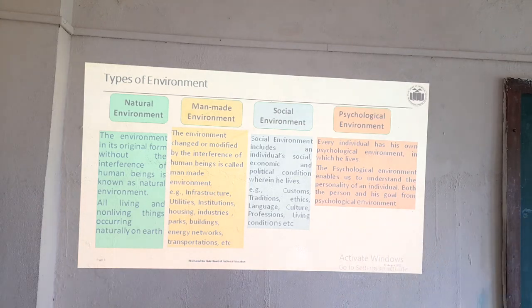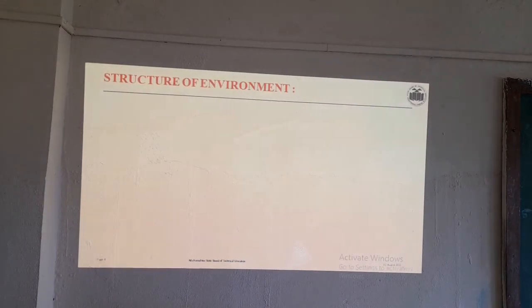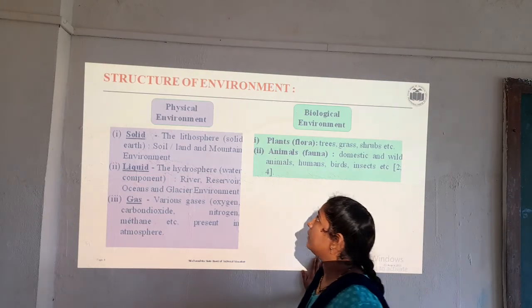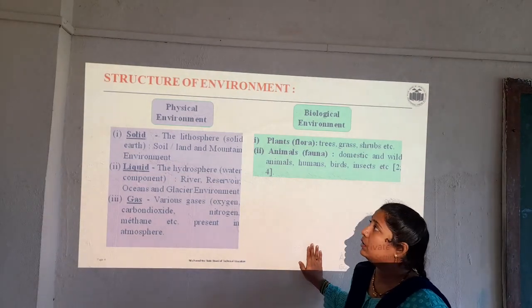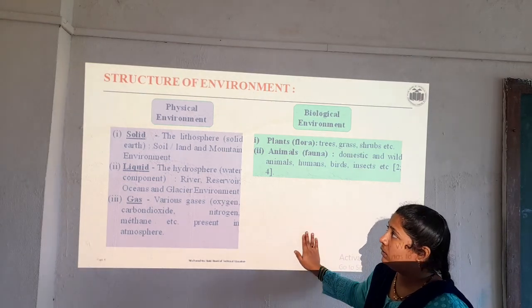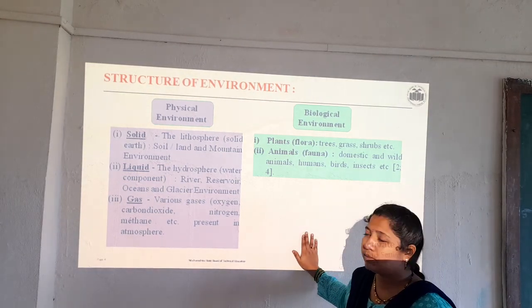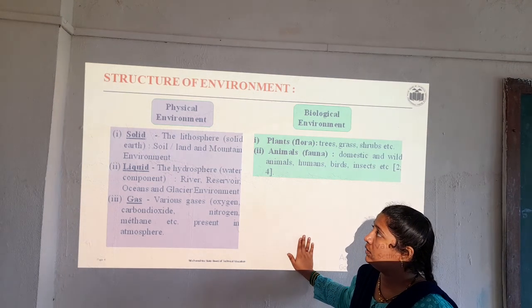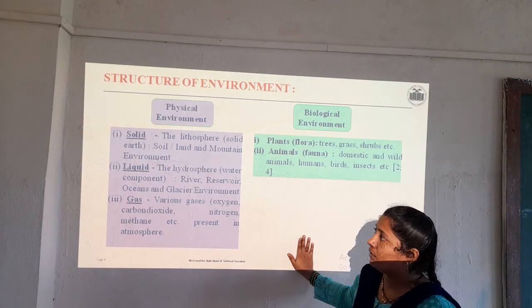Next. This is the structure of environment: physical environment and biological environment. In physical environment there are three types: solid, liquid, and gas. In solid, there are the lithosphere, solid earth, soil, land, and mountain environments.